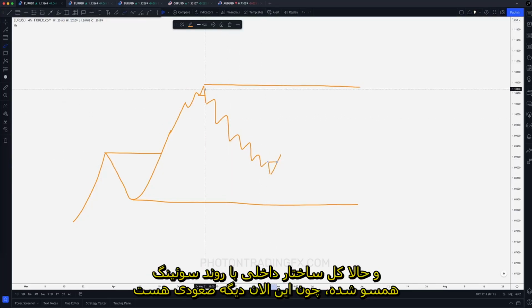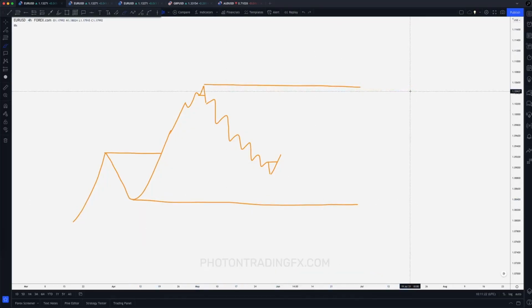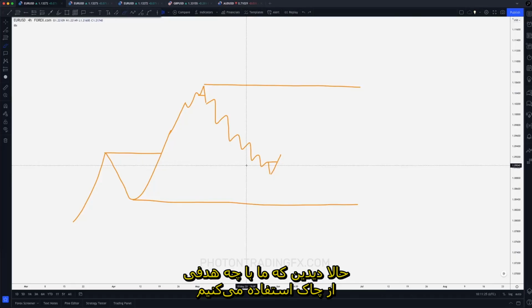Okay, and now the internal structure, all of this has now realigned itself because this is now bullish, which is in line with the swing trend, okay? And the swing trend is this low to this high, right? So that's essentially what we're using change of character for.